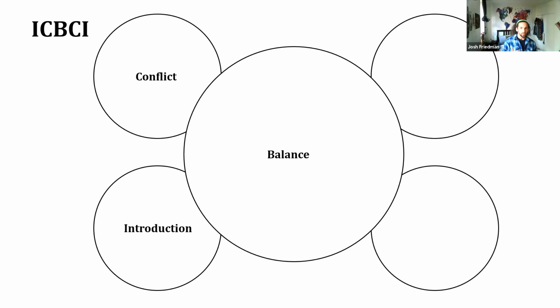In the middle, and we're going to come back to this, is what I call balance. And this sort of takes the place of what Tuckman viewed as norming. And there's a reason that this circle is bigger and in the middle of the others. We're going to continue to dive into the meaning behind that as we go through the presentation.